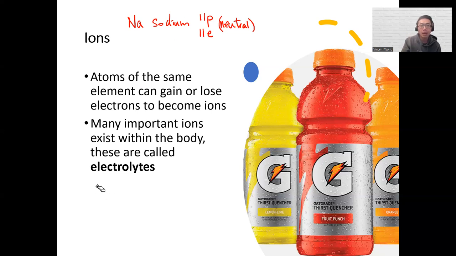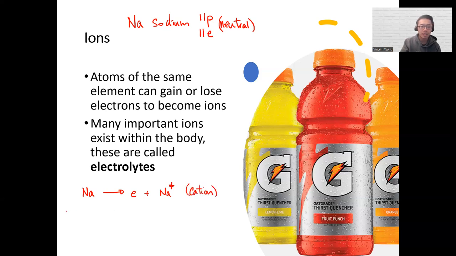So what happens is sometimes atoms will gain electrons, sometimes they will lose electrons, right? And the reason behind that, your chemistry teacher will tell you. All you have to know for the biology stuff is that sometimes they gain, sometimes they lose. So you can have sodium and it will lose an electron. It will give off an electron and then it will become positively charged. Okay, positively charged, right? Because electrons are negative. So if you lose a negative charge, you become positive. Okay? So we call this a cation.